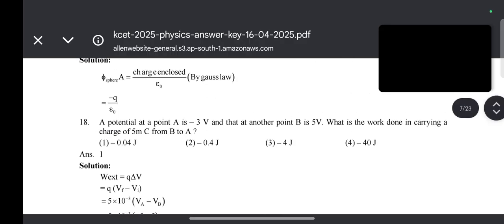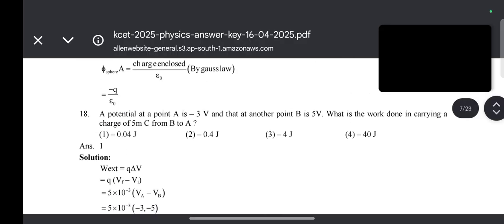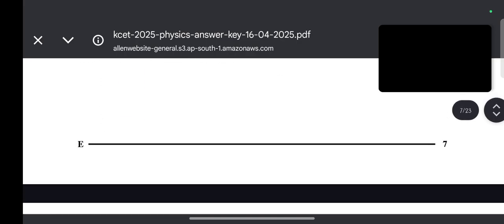So therefore Q (Vf minus Vi). So therefore 5 into 10 to the power minus 3 (Va minus Vb). So therefore 5 into 10 to the power minus 3, so minus 3 minus 5. So therefore it is equal to minus 8 into 5 into 10 to the power minus 3 joule. So therefore it is equal to minus 40 into 10 to the power minus 3 joule. So therefore it is equal to minus 0.04 joule. So therefore the correct answer is option 1, that is minus 0.04 joule.